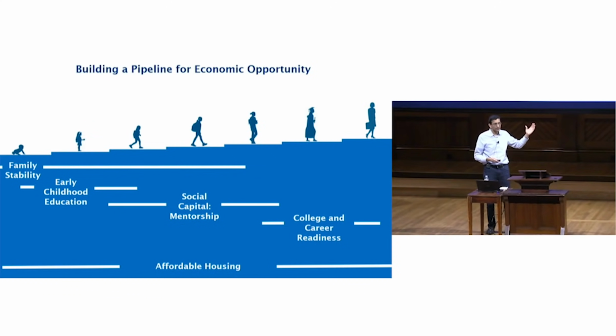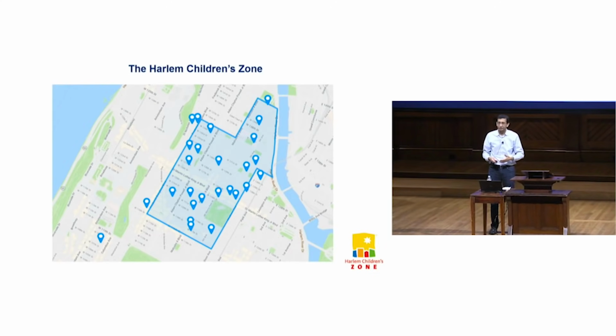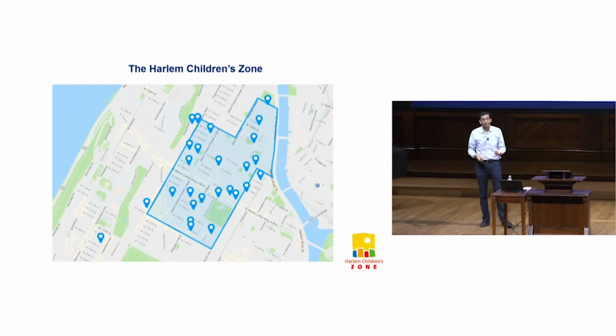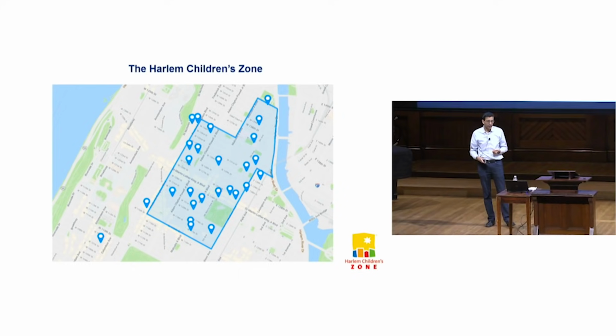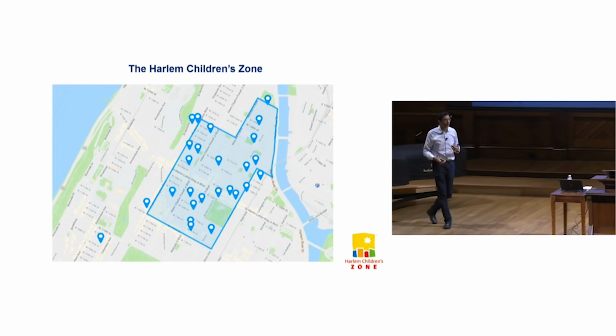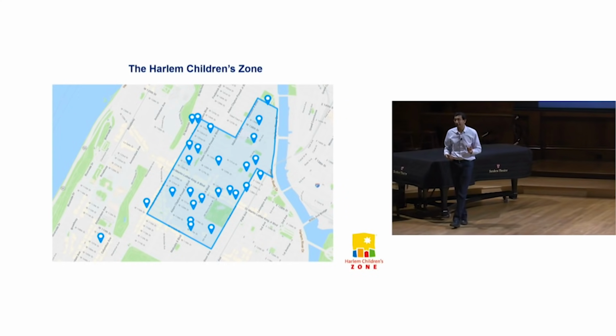People have thought about these kinds of life course approaches to trying to improve kids' outcomes for some time, and perhaps the most famous example of that is the Harlem Children's Zone, which some of you will have heard of. It's a 92-block area in Harlem.